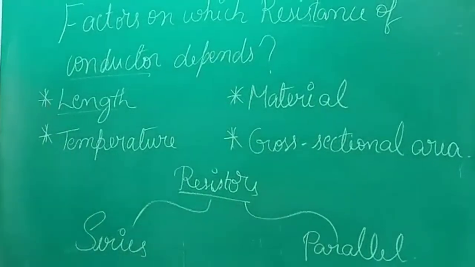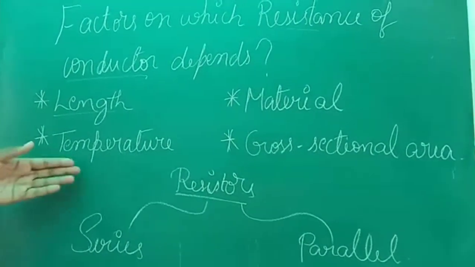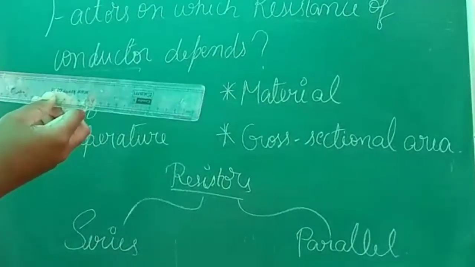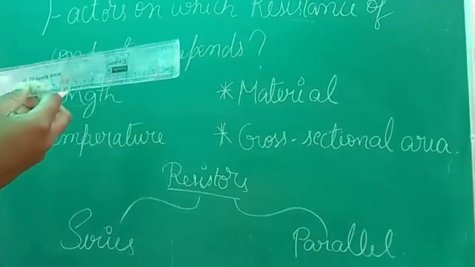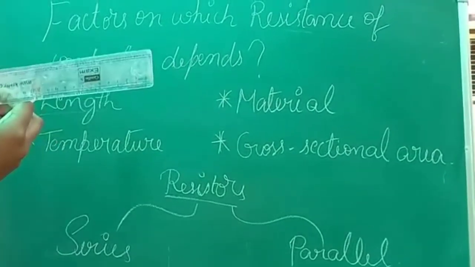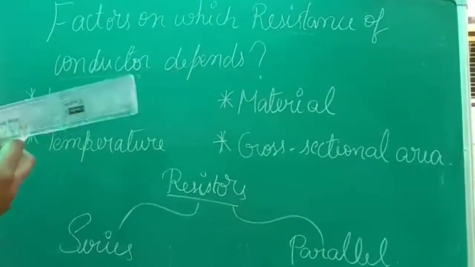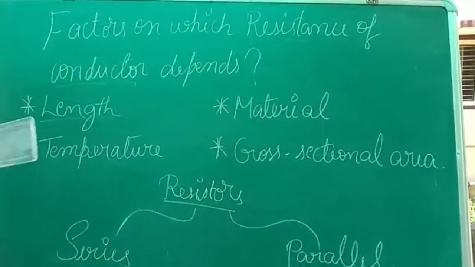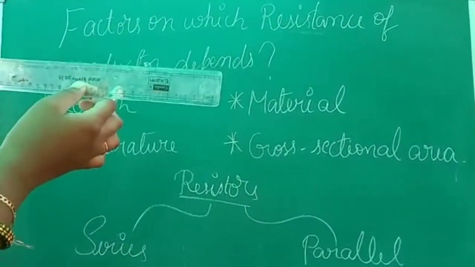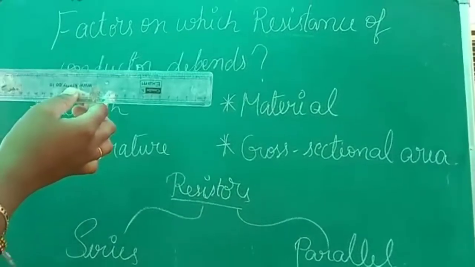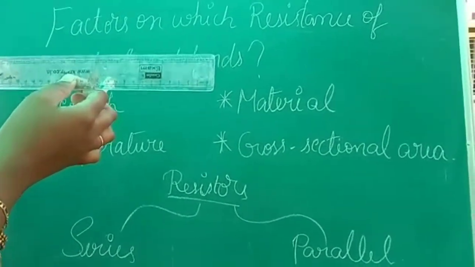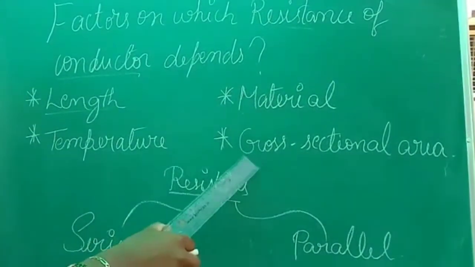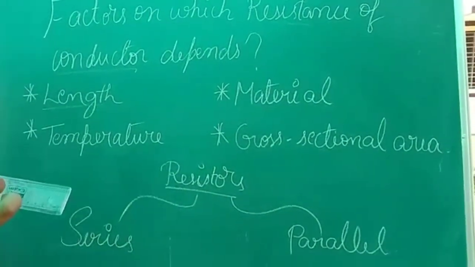So that is the first point, length of the conductor. Next one is the temperature of the conductor, at what particular temperature the conductor is working, or at what particular temperature the resistor is resisting the electrons. Second point. Now the third point is material of the conductor, at what particular material the conductor is prepared. Next, fourth point is cross-sectional area of the conductor.